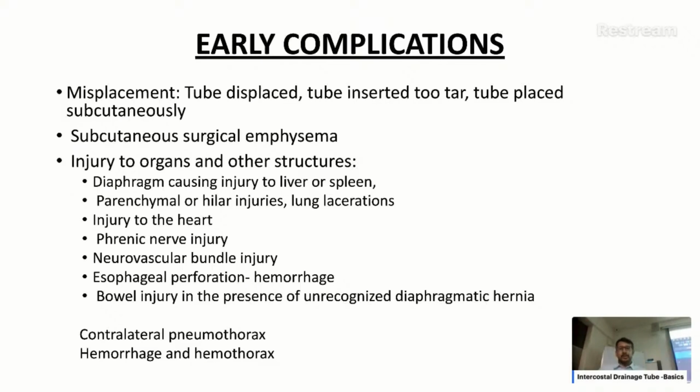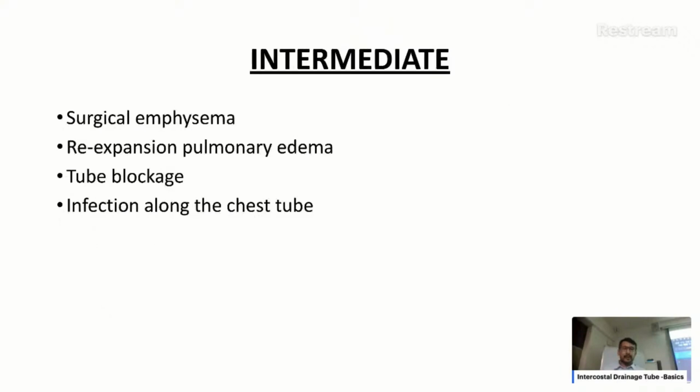And there could be injury to the diaphragm, to parenchymal or hilar injuries, lung lacerations, injury to the heart. The phrenic nerve goes right there, so phrenic nerve injury could also be there. Neurovascular bundle injury, esophageal perforations, which can lead to hemorrhage, bowel injuries in the presence of unrecognized diaphragmatic hernia. There could be contralateral pneumothorax and hemorrhage and hemothorax. These were the early complications.